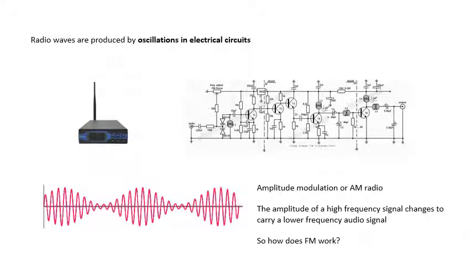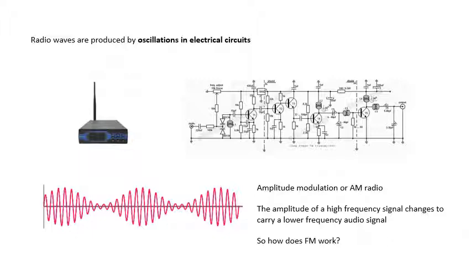Now, radio waves are produced by oscillations in electrical circuits. I've put this frightening electrical circuit up there, and you need kind of A-level electronics to understand what's going on there. But basically, it's producing an oscillation, an alternating signal, an AC signal. And then it has an antenna, which is that bit sticking up on the left-hand diagram, and that produces the radio waves.